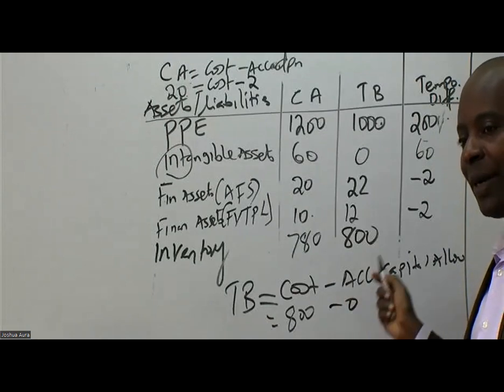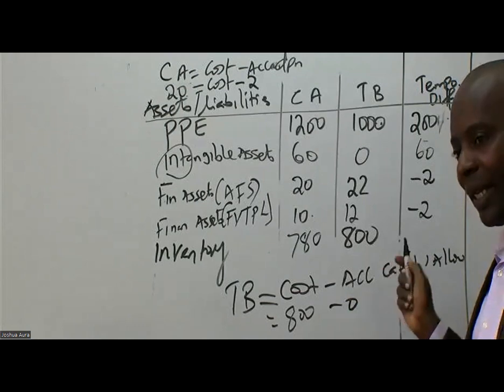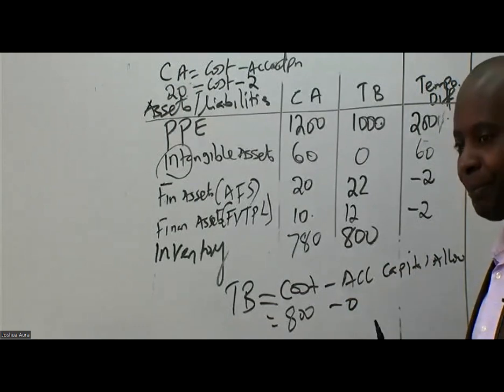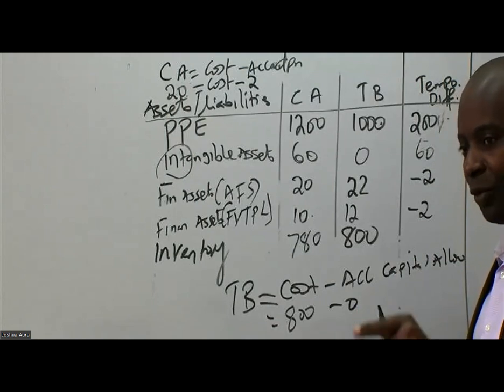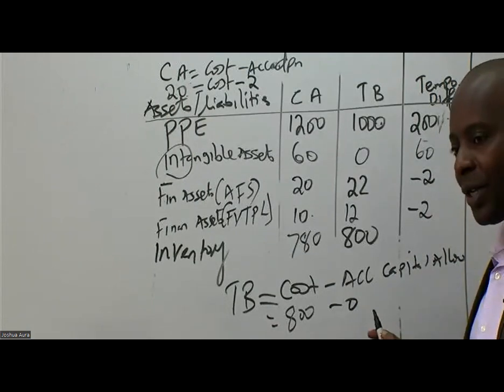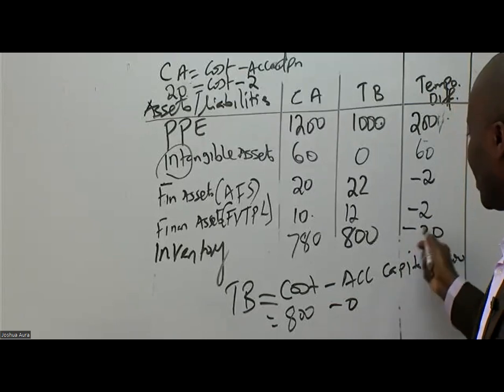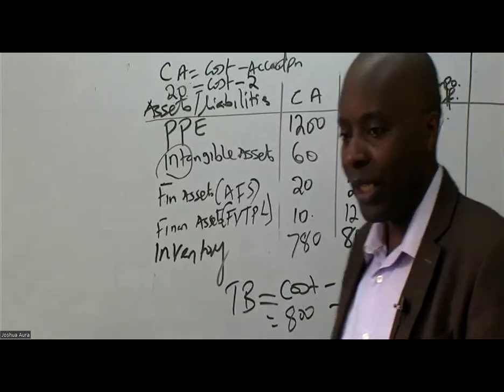So what is 780 minus 800? Can somebody give me this figure? I'm coming to the end of this now. 780 minus 800 gives me minus 20. So that is inventory.